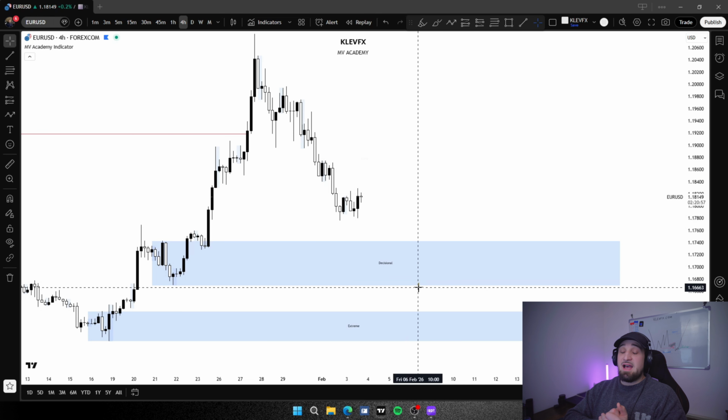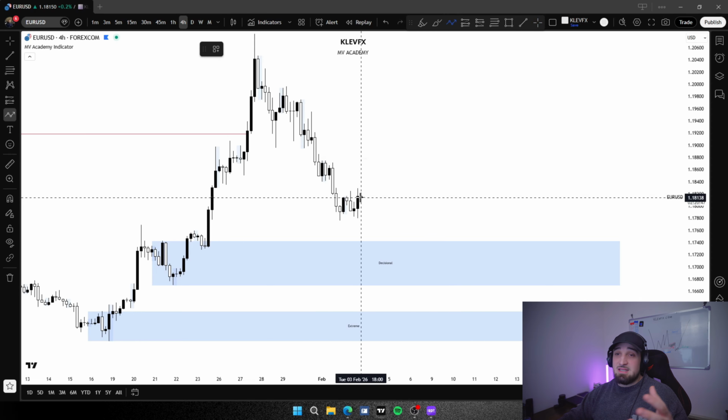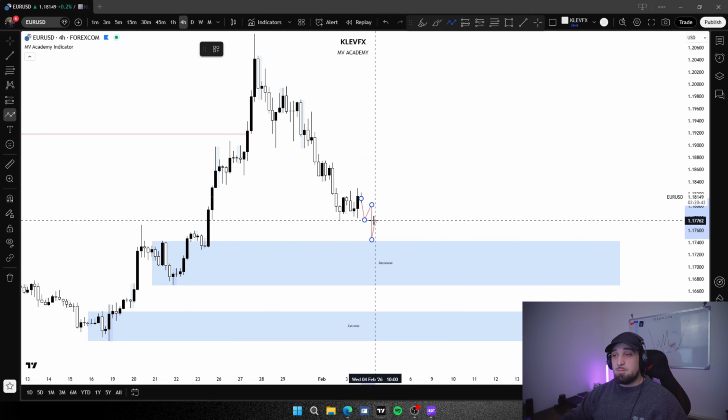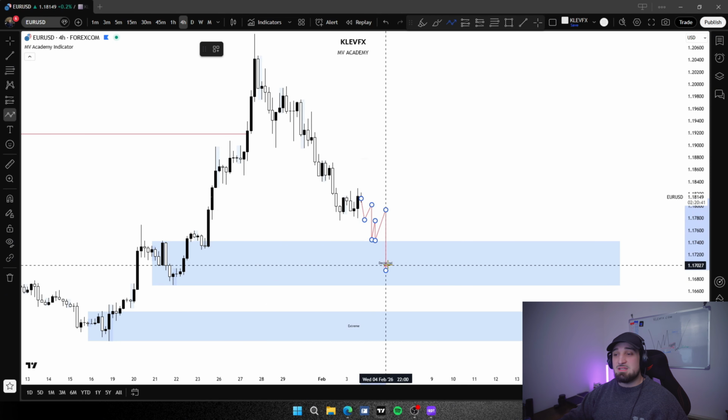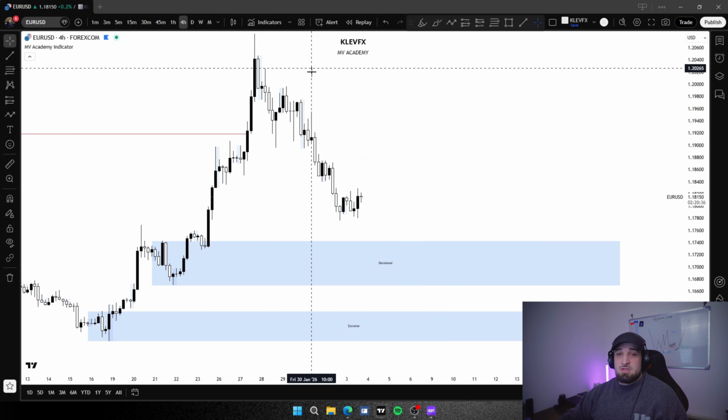This doesn't mean that we have to wait for price to hit these decisionals before we can start trading. We can actually just trade towards the decisionals instead of waiting for price to come in here, and it might take weeks, it might take days, it might take hours, you never know. So instead of waiting for price to build up and come down to these decisional or extreme areas and then trade from it, we can just trade towards it.